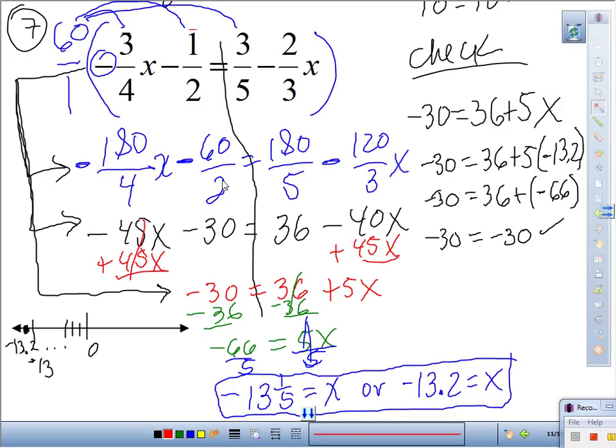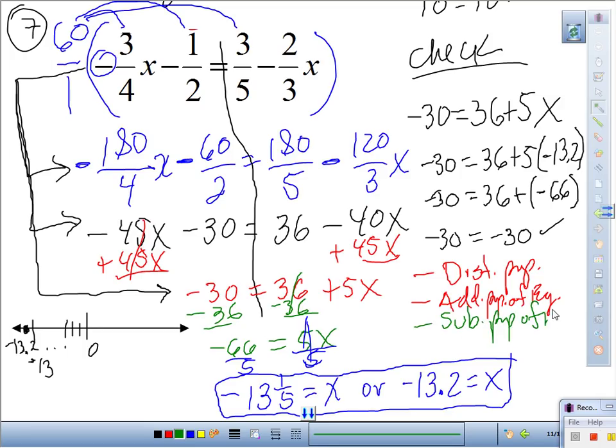Look up, please. What is the first thing we did here at the beginning? Distributive property. What is the second thing after we simplify? What did we do here to each side? Very good. Addition property of equality. What do we do here with the green? Subtraction property of equality. And what do we do at the end? Division property of equality. We good? Yes? Yeah. All right.